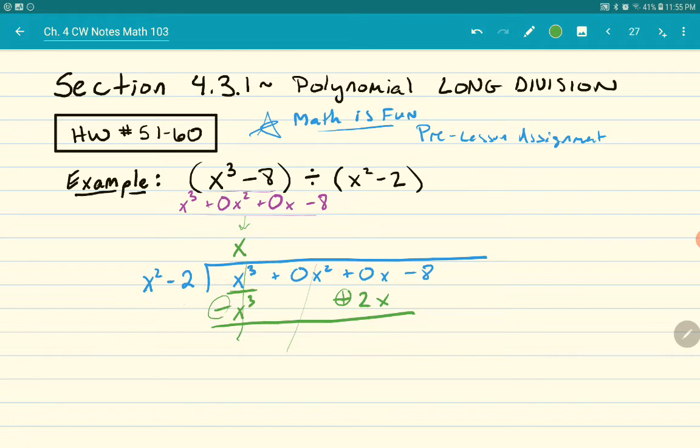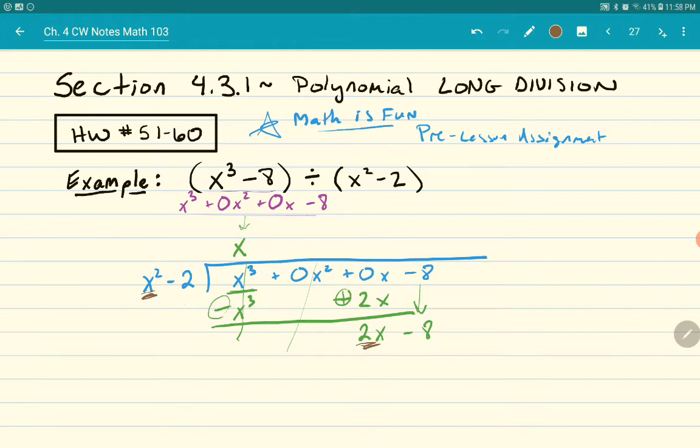And then there's nothing there. So, and then I have 0 plus 2x is going to give me 2x, and then I'll bring down my negative 8. And then I have my next term. I want to say, okay, now what do I need to multiply x squared by in order to get 2x? Well, I can't multiply x squared by anything to get 2x. X squared doesn't go into 2x. So that is my remainder.